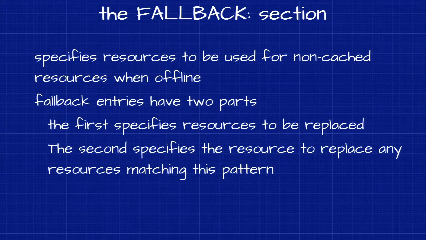And this specifies which resources should be used if something's not been cached or if you're offline. All right, so it allows us to, for example, if we've got a load of images that haven't been downloaded, specify a specific image we preload that gets used in place of all of those, rather than simply a missing image thing that we see in a browser. All right, so the pattern for this is 2 entries. The first specifies which resources are going to be replaced, and the second part specifies the resources that will be used to replace anything that matches that pattern.